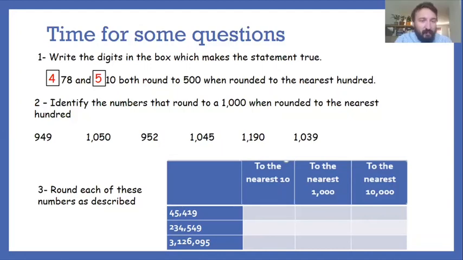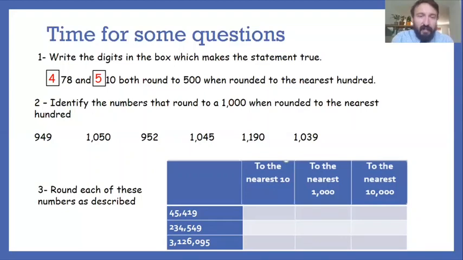In this instance of the 1,050, I'm going to have a look at the star number, which is actually a 0, but we have 1,050. So I'm going to look at the decider, which is 5 and above. So that number would round to 1,100. Moving on to my 952, I'm looking at my star number, which would be 900. I'm looking at my decider, which would be the 5. Therefore, that would round to 1,000.